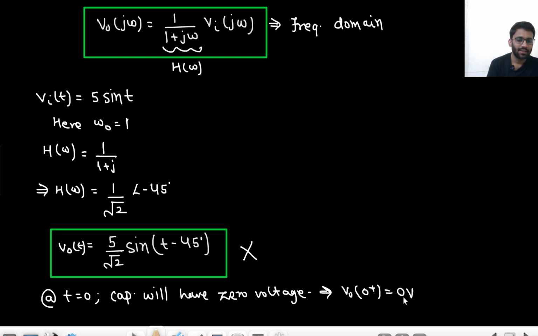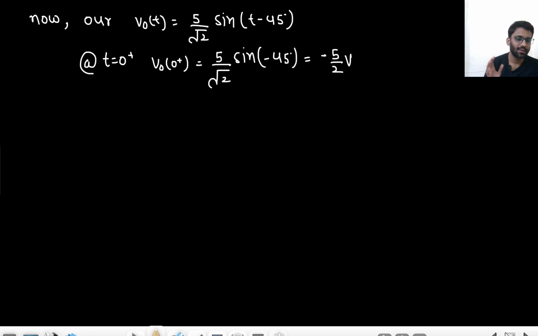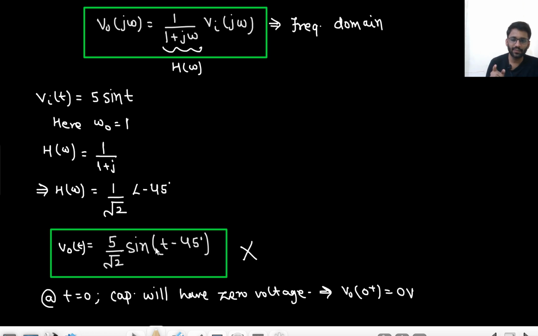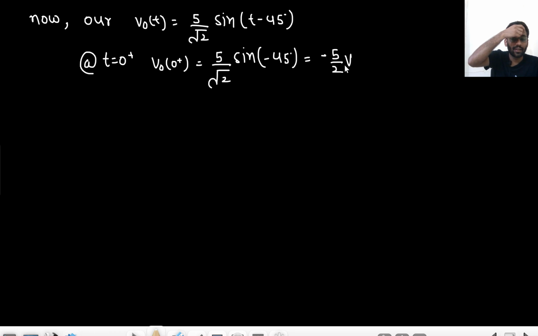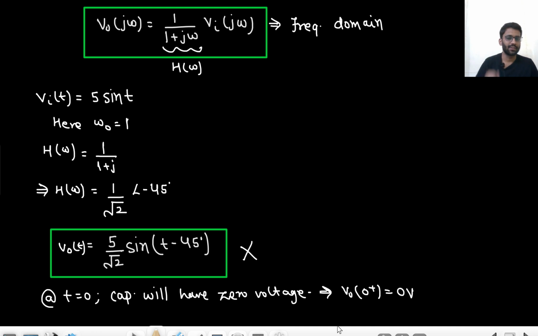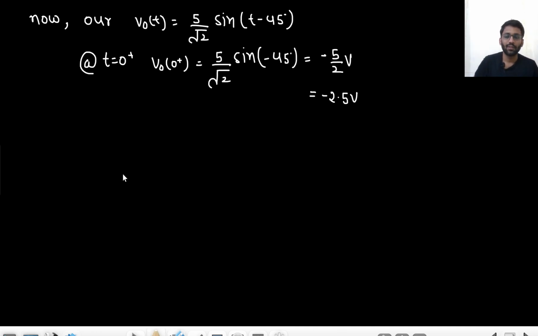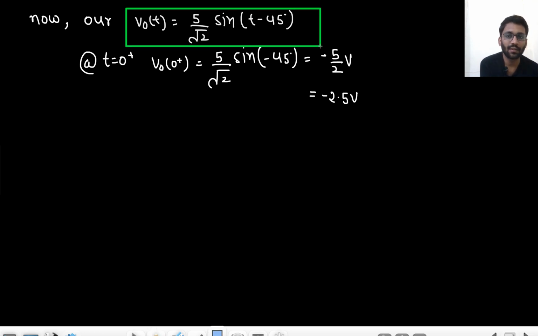First, what did you say? You expect your output to be 0 volt at t equals 0. But when you put t equals 0 in this function, what do you get? Minus 2.5 volt you get. So, what did I say? This V naught t is only your steady state response.